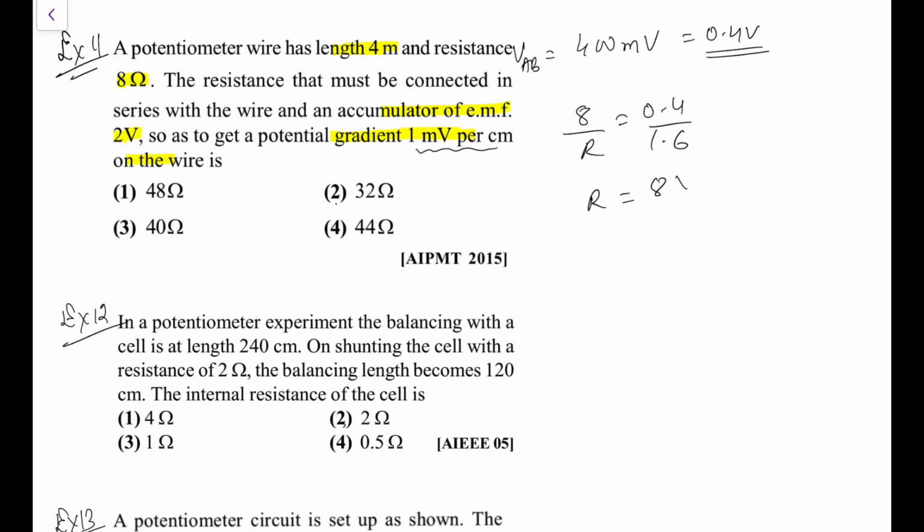So the value of R comes out as 8 into 1.6 by 0.4, that is basically 8 4s are 32 ohms. That is what you require.